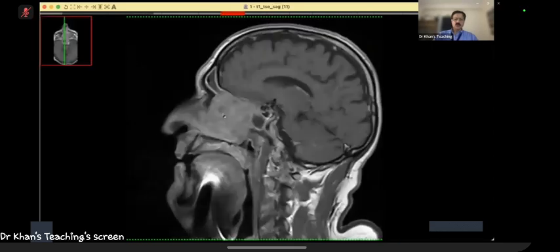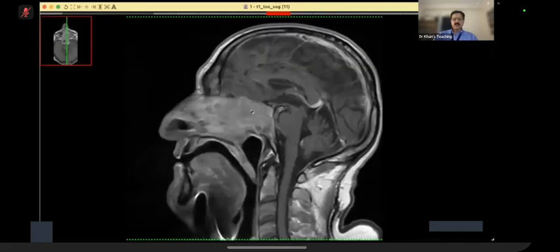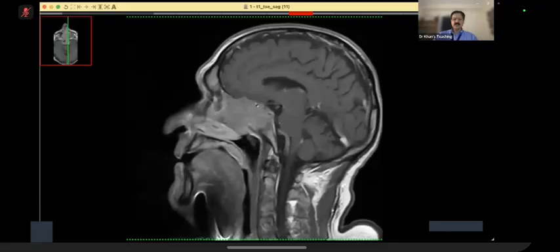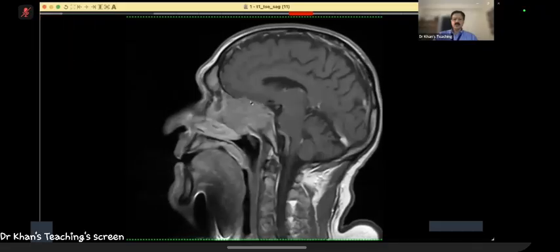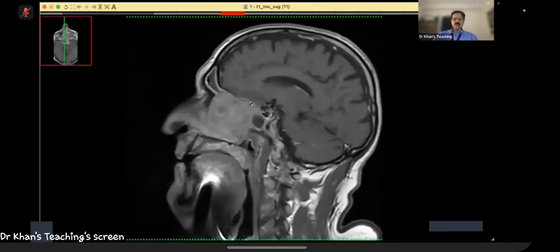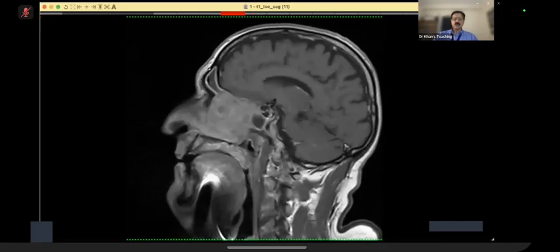Just to show you on a sagittal, which I did not show to the candidate, we can see how the sphenoid sinus is completely filled. And look at the pituitary fossa. Even the pituitary gland you cannot see separately. Here is the infundibulum, and this is the floor of the third ventricle. And this is the dural thickening which I was pointing out. You see this dura here. And this is how trapped fluid will look.